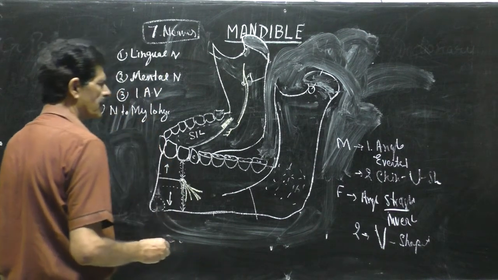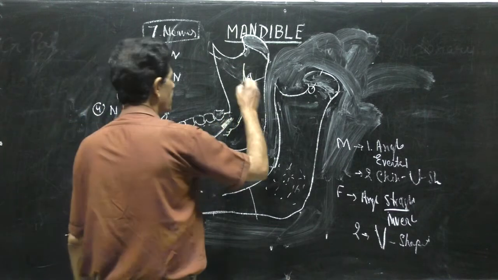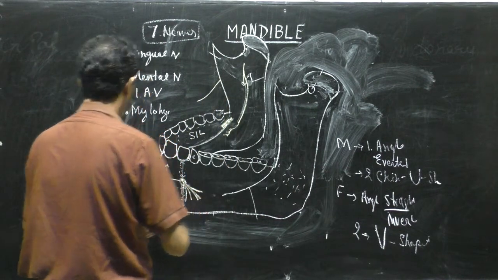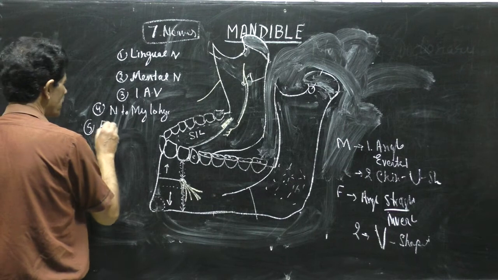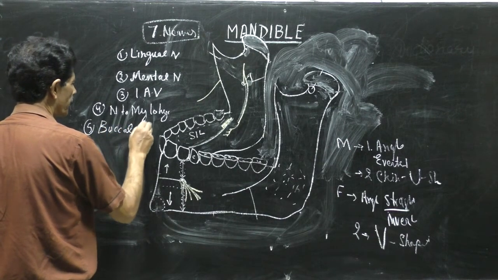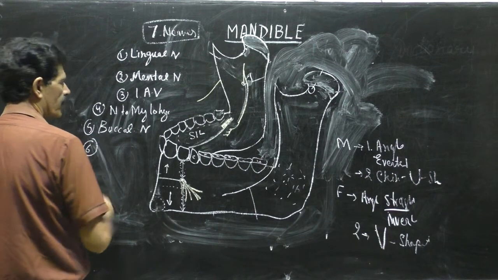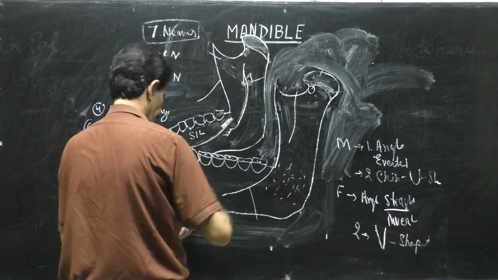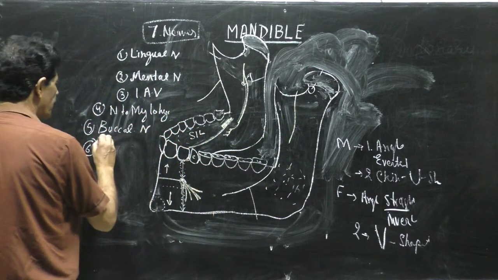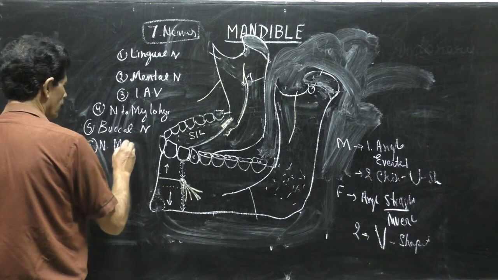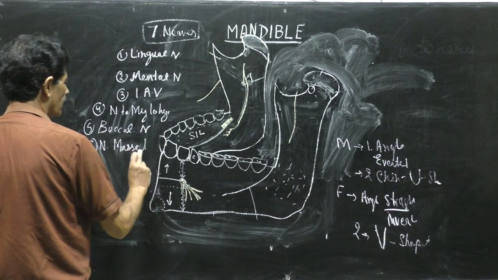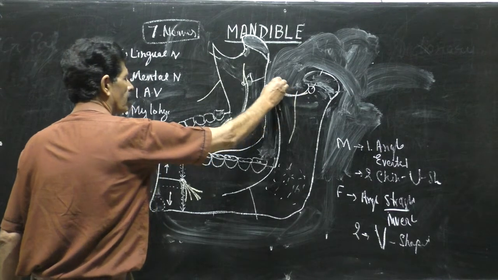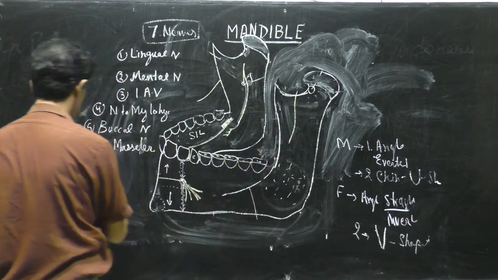Then another nerve which is touching the mandible is the buccal nerve. The buccal nerve touches the anterior border of the ramus. This buccal nerve is the branch of the mandibular anterior division. Then the mandibular notch is also touched by a nerve which is called the nerve to masseter, the masseteric nerve. The masseteric nerve touches the mandibular notch here. Then it supplies the masseter muscle which is inserted over here.